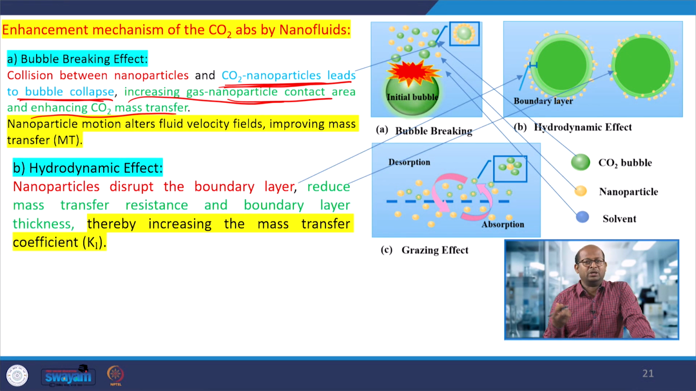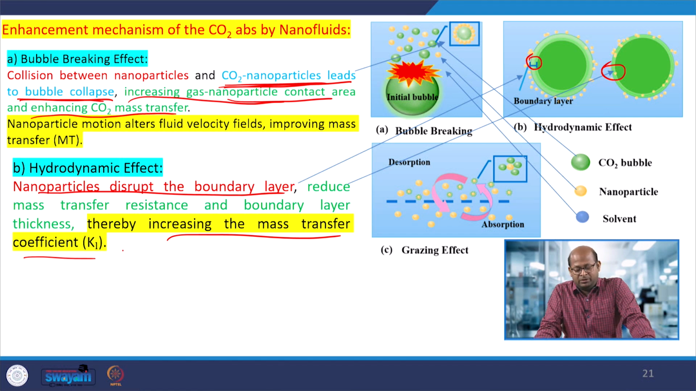Also, if we use nanoparticles, the solid nanomaterials disrupt the boundary layers. Here you can see the boundary layer between liquid and gas. If we put in some nanomaterials, the boundary layer thickness will decrease due to their presence. As a result, mass transfer resistance will reduce, the boundary layer thickness will also reduce, and therefore the mass transfer coefficient, or rate of mass flux, will increase.